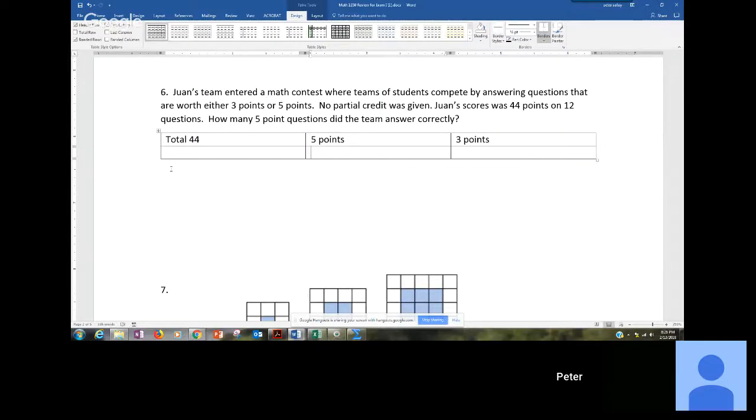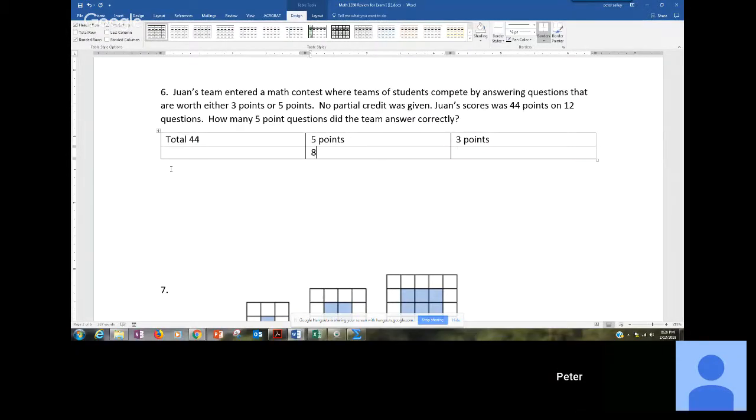The most would be 8, right? Except if I go 8 times 5, that's 40, so there's no way 3 points will ever get that done. So 8 isn't the biggest. So 7. Where we got 44, 7 times 5, which is 35.